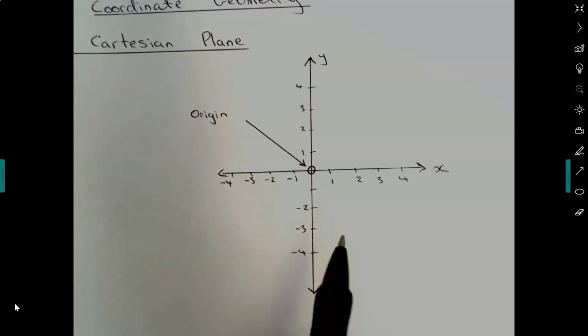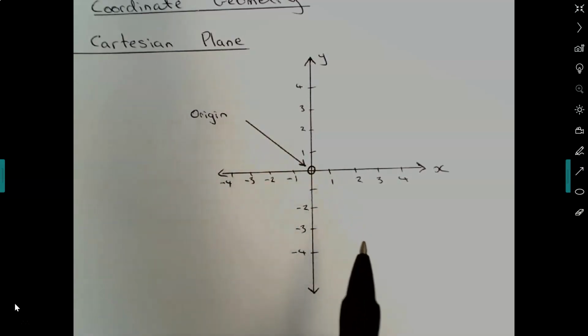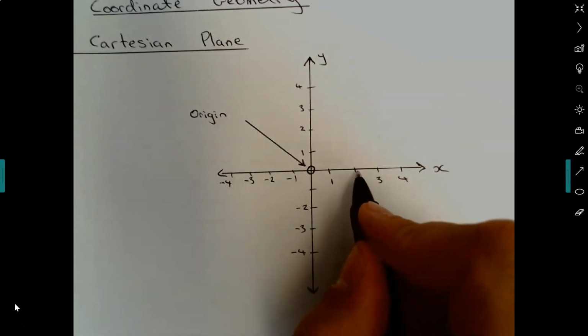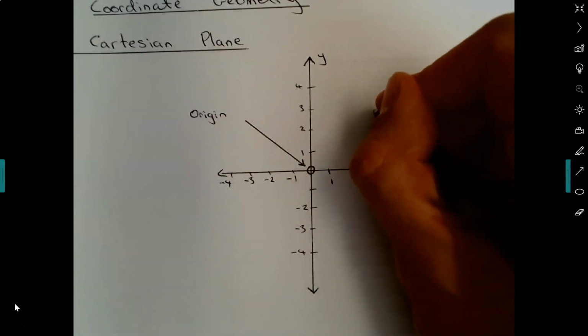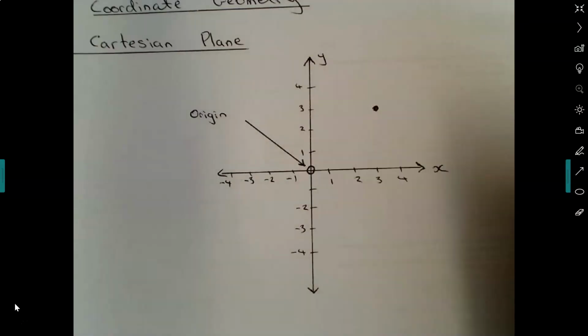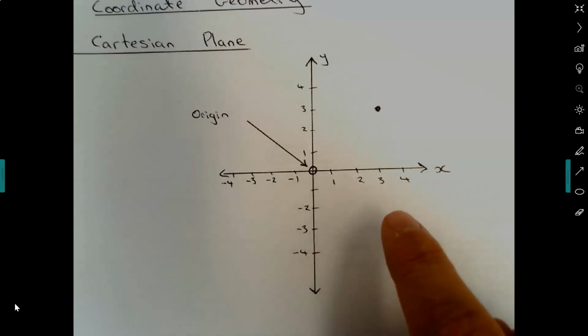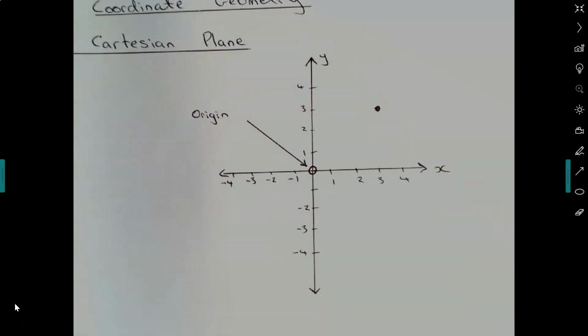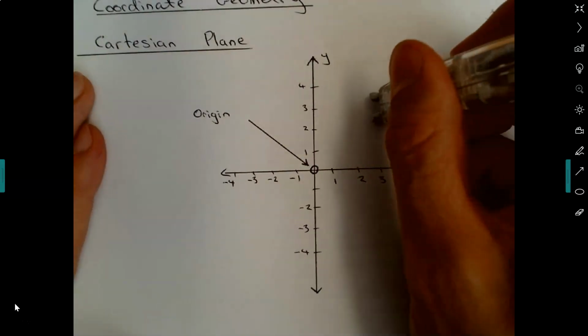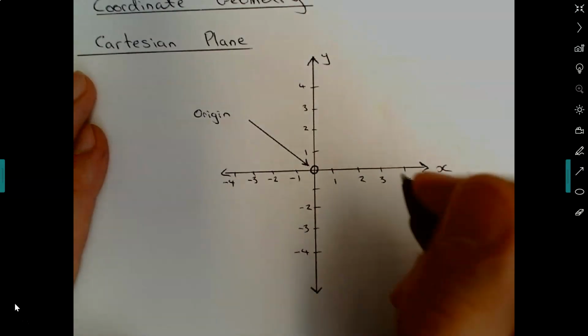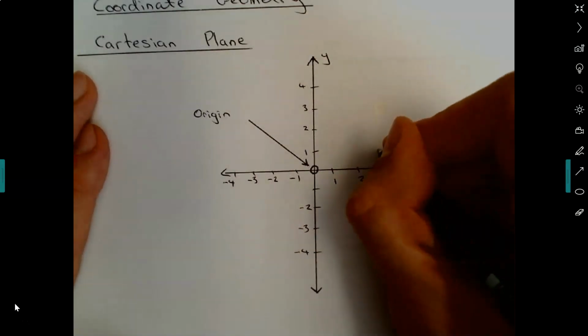Now, we can plot points on this Cartesian plane. So if I was to plot a point here, now it's a lot easier when you've got graph paper to do this because you can see where the lines intersect each other, but I've only got normal paper. So if I wanted to label, you know what, just to make this a little clearer, I'm not going to choose the point 3, 3 for a specific reason. I'll go to the point 3, 1.